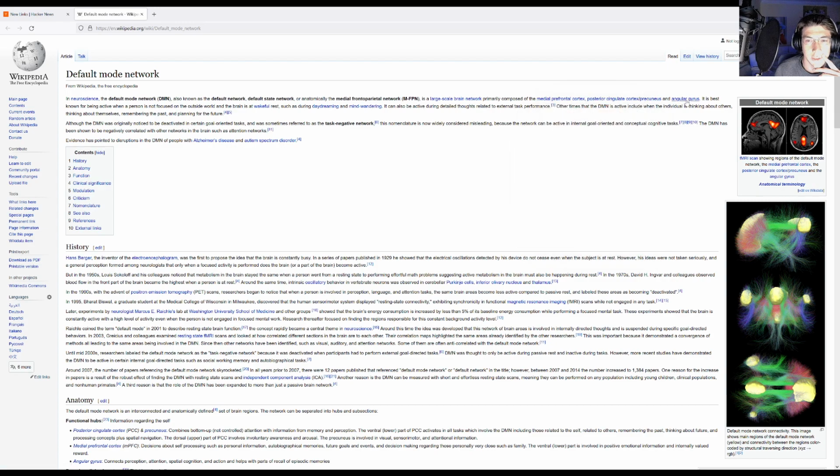It is best known for being active when a person is not focused on the outside world and the brain is at wakeful rest, such as during daydreaming and mind wandering. It can also be active during detailed thoughts related to external task performance. Other times that the DMN is active include when the individual is thinking about others, thinking about themselves, remembering the past, and planning for the future. That's interesting.